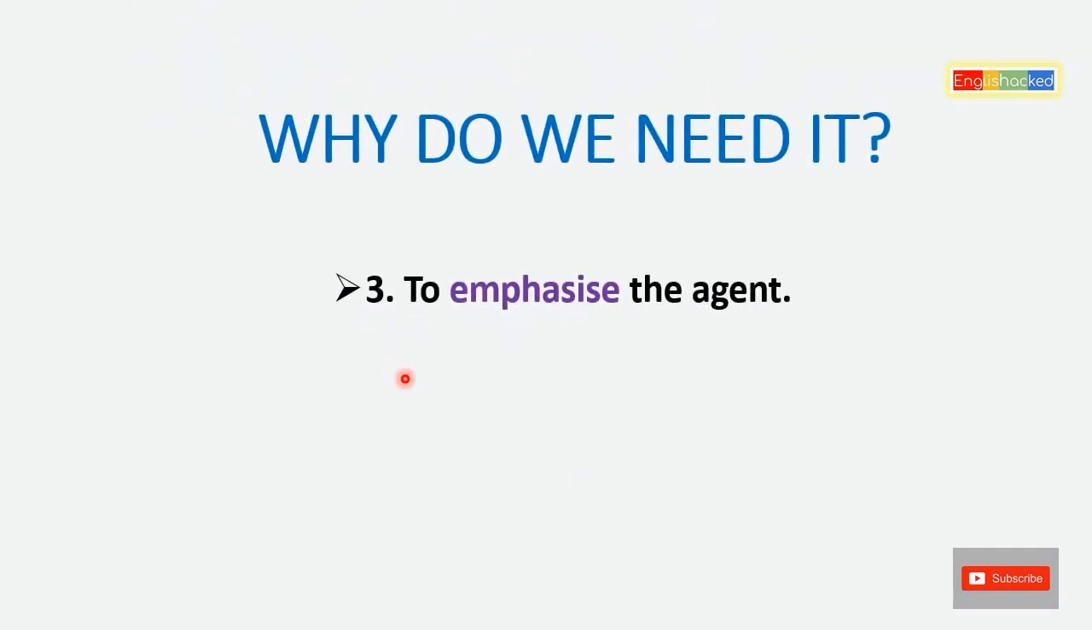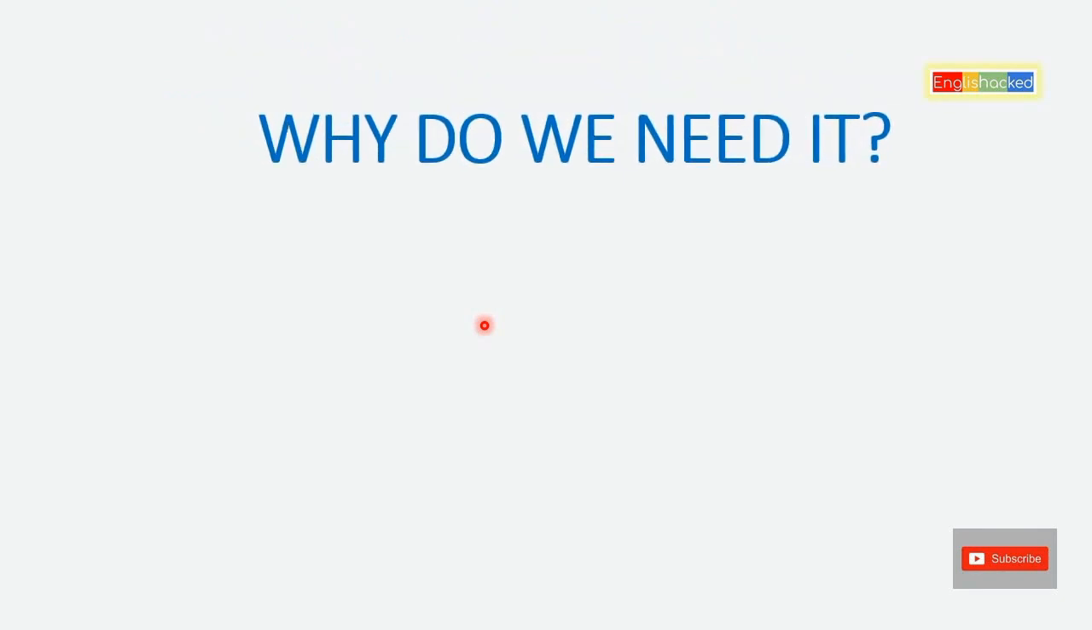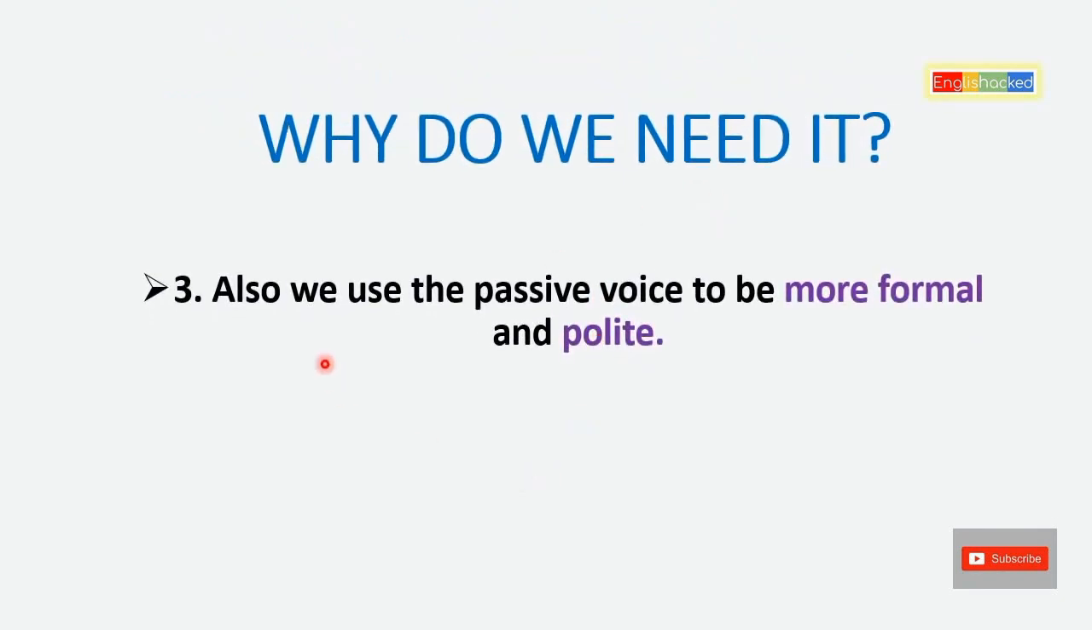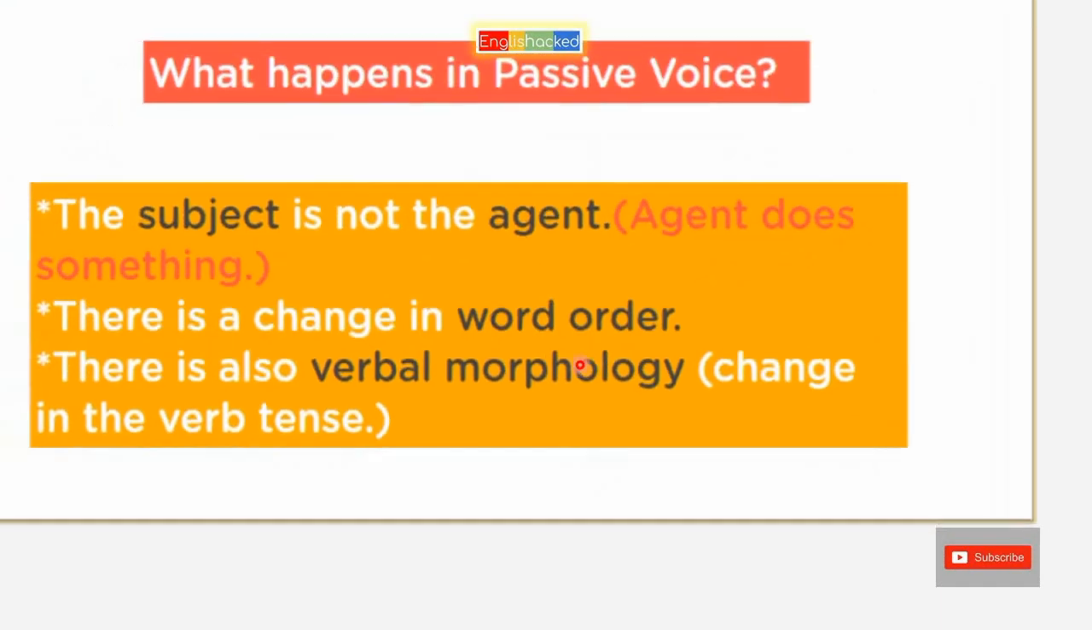The third reason why we need the passive voice is to emphasize the agent. If you want to emphasize the agent, you will need the passive voice. That's the third reason. Okay? We also use the passive voice sometimes to be formal. If you want to be formal, use the passive voice.